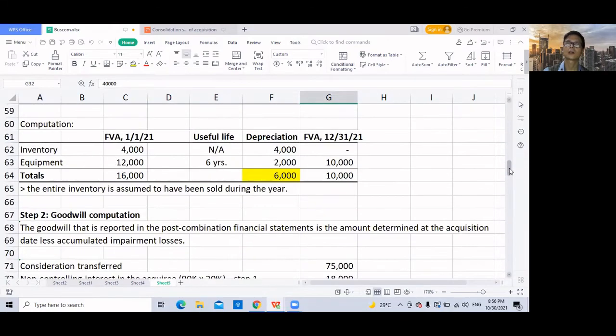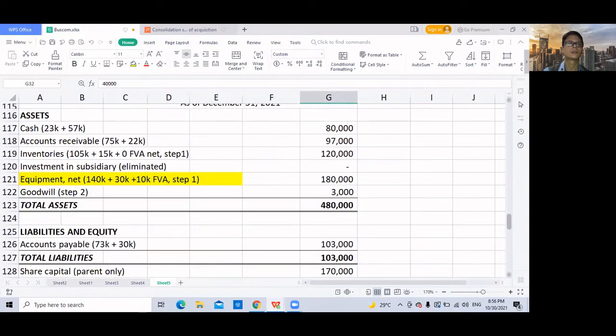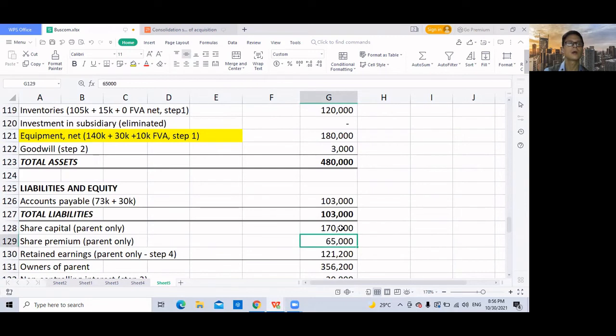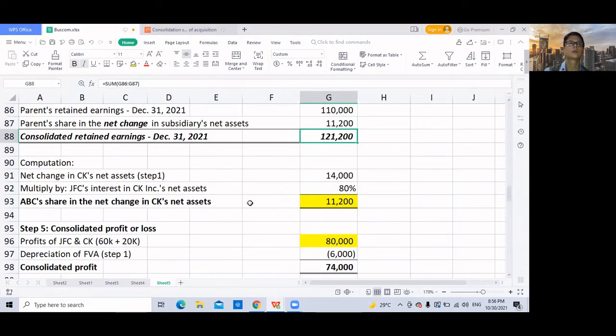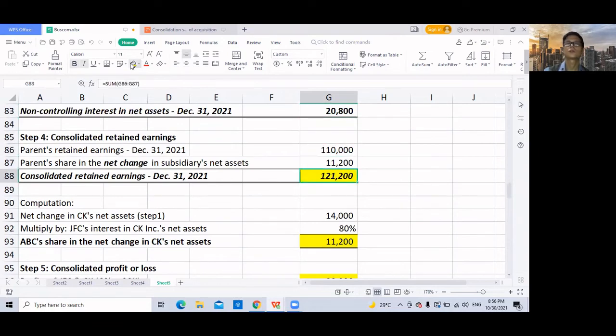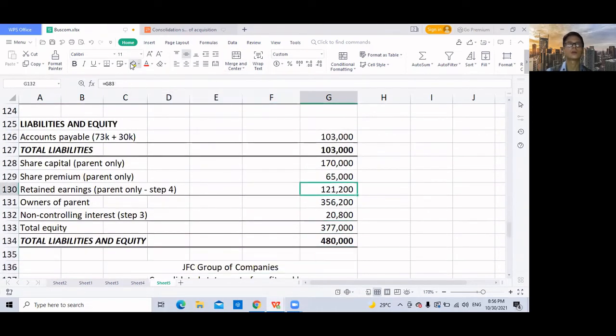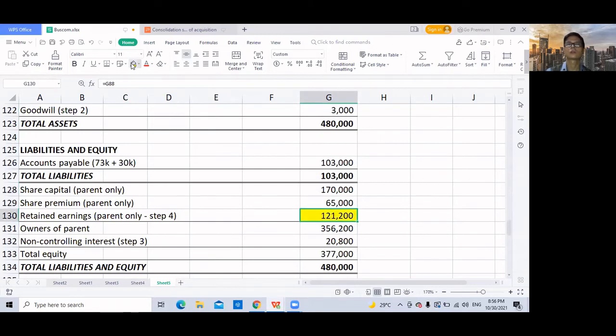We remove all of the subsidiary's capital balances, because the subsidiary is already ours. So that's 170,000. And the share premium, of course, belongs to the parent only. Then the retained earnings is what we computed in step 4, the 121,000. That's 110,000 for the parent as of December 31, plus the net change in the subsidiary's net assets of 11,200, so we have 121,200, the owners of the parent. We just added the three: share capital of 170,000, share premium of 65,000, and retained earnings of 121,200.